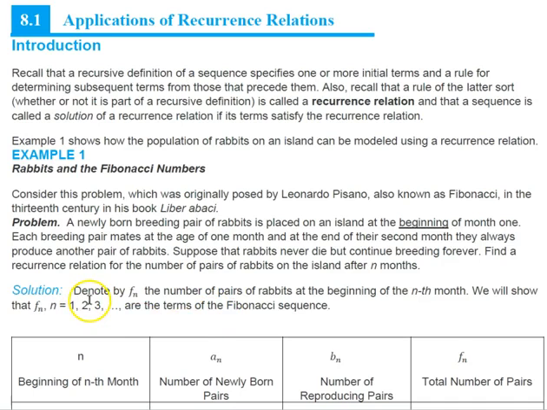Solution: denote by f sub n the number of pairs of rabbits at the beginning of the nth month. We will show that f sub n for n equals 1, 2, 3, and so on are the terms of the Fibonacci sequence which we defined before.